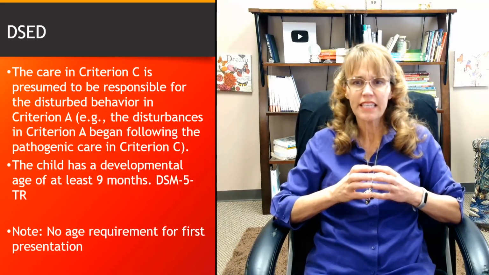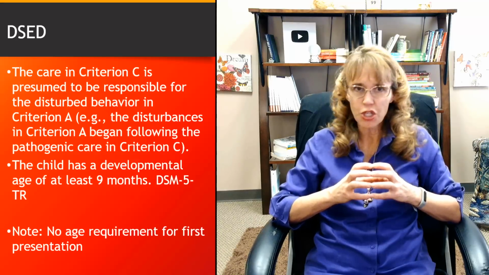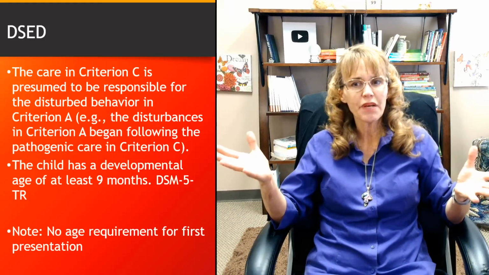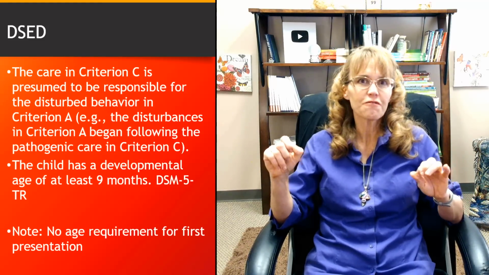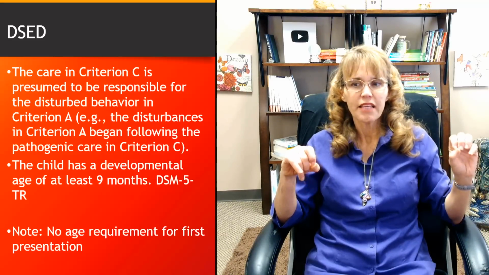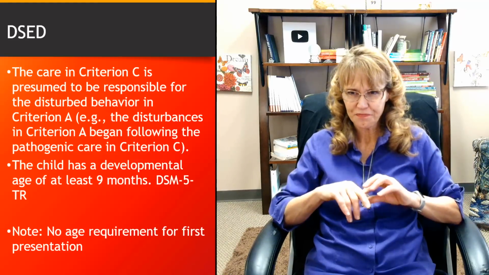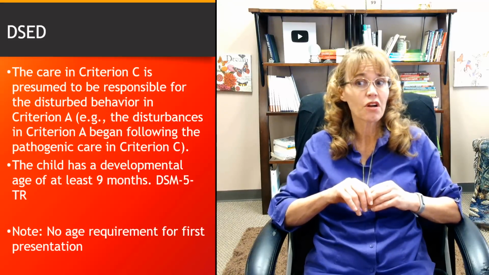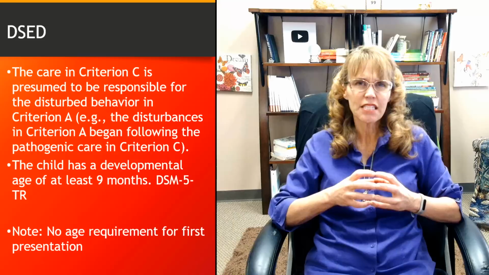Now, interestingly, in disinhibited social engagement disorder, and I looked over the criteria multiple times, the child has to have a developmental age of at least 9 months, but no age requirement for the first presentation. Remember, in reactive attachment disorder, the symptoms need to begin before the age of 5. With disinhibited social engagement disorder, not so much. They do have to have a developmental age of at least 9 months.